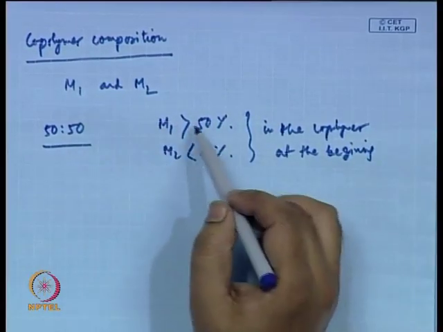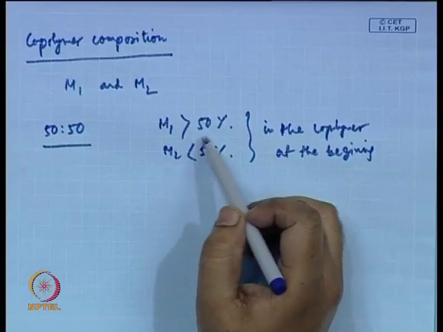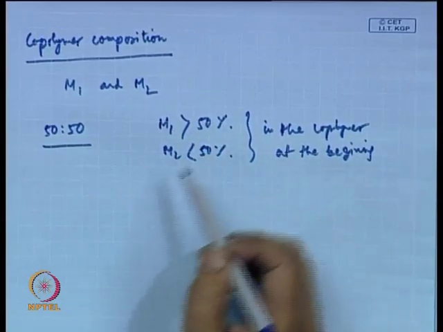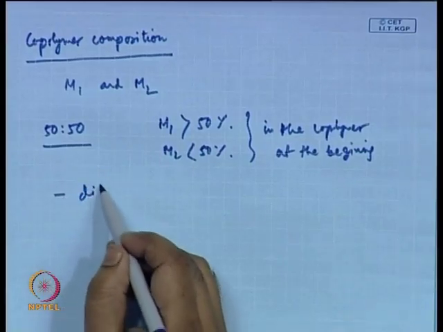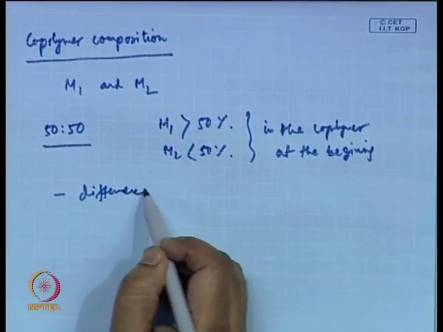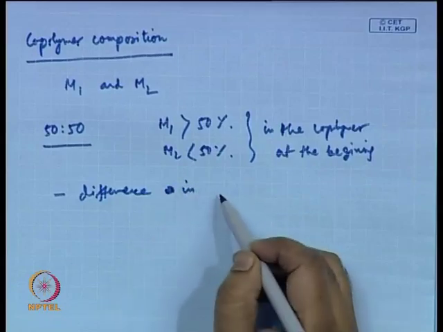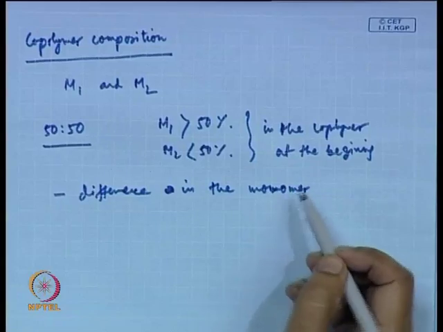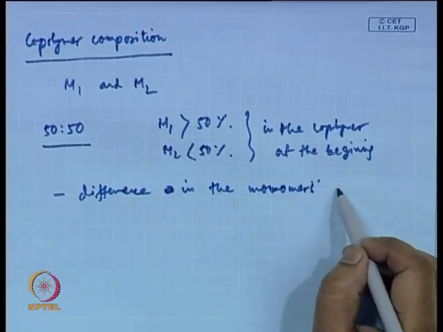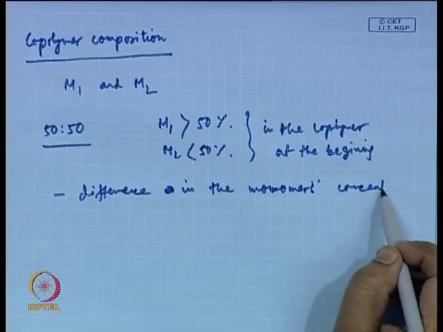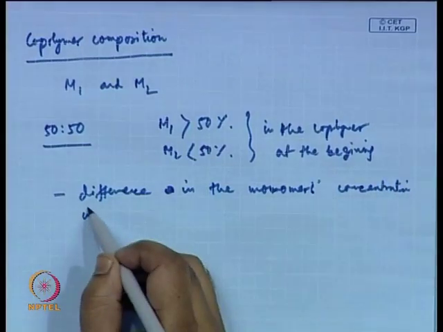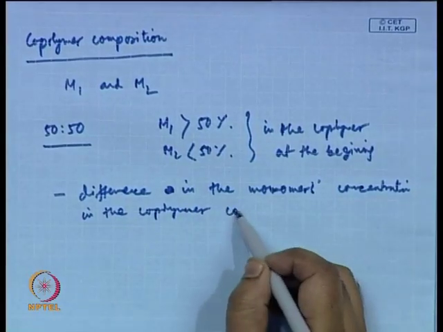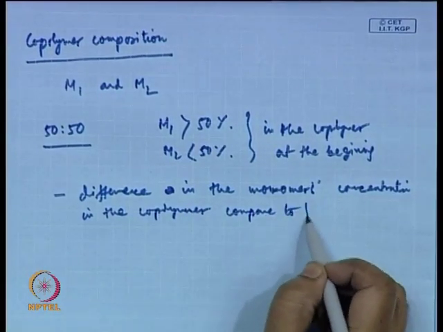So, because M1 is more reactive, it will get into the chain faster. So, you will get a copolymer which will be rich in M1 compared to M2. So, you will have a difference in the monomers' concentration in the copolymer compared to feed.